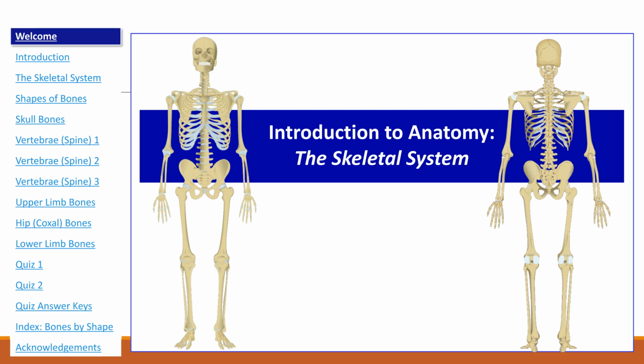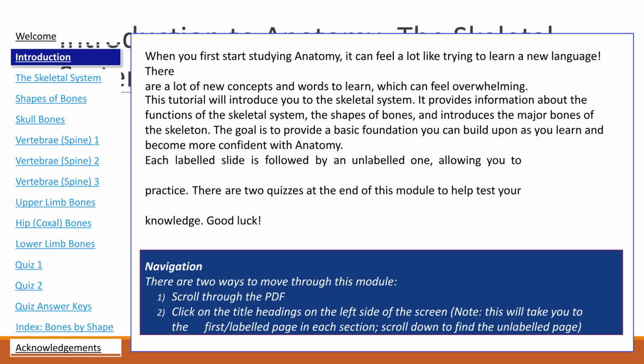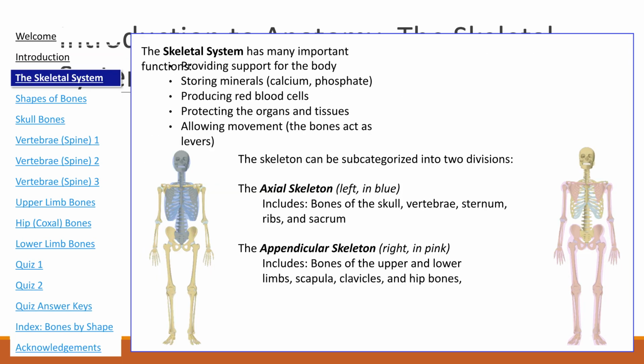Welcome to this video on the Introduction to Anatomy, focusing on the skeletal system. This video will introduce you to the skeletal system, including its functions, the shapes of bones, and the major bones of the skeleton. The skeletal system has many important functions, such as providing support, storing minerals, producing red blood cells, and allowing movement. The skeleton is divided into the axial skeleton, shown in blue, and the appendicular skeleton, shown in pink.